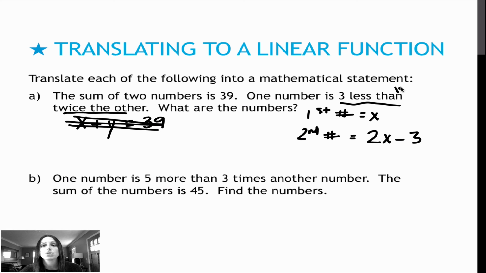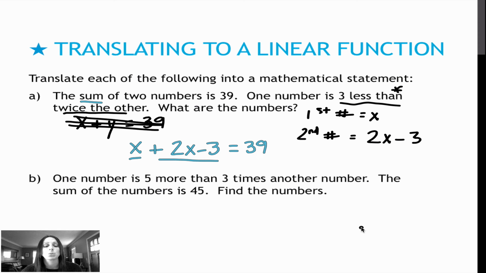Again, this is one of those that I put a star next to. I'm looking at less than, it's in the wrong order. So 3 less than twice the number, and now I'm going to find the numbers. And so remember, we're trying to find the sum of the two numbers, and the sum of the two numbers is 39. So my first number is x, and my second number is 2x minus 3, and if I add those together, I should get 39. So this is first number plus second number equals 39.